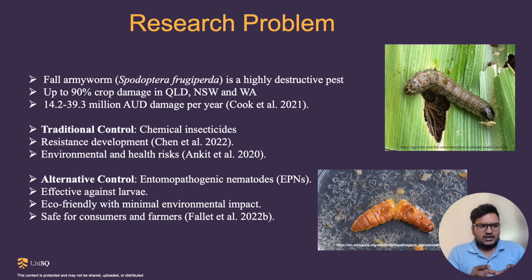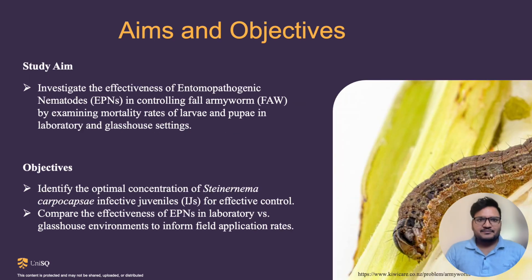Entomopathogenic nematodes are biological agents which have potential for controlling insect pest populations. They can kill a wide range of insect species, and they are highly effective against the larvae of the Lepidoptera insect order. They are safe for the environment, safe for consumers, and safe for farmers. So next, aims and objectives.